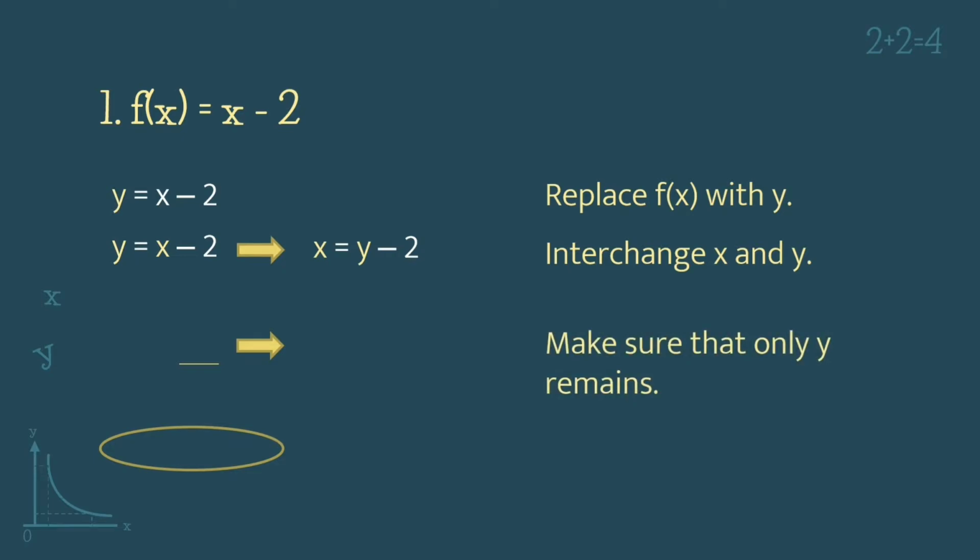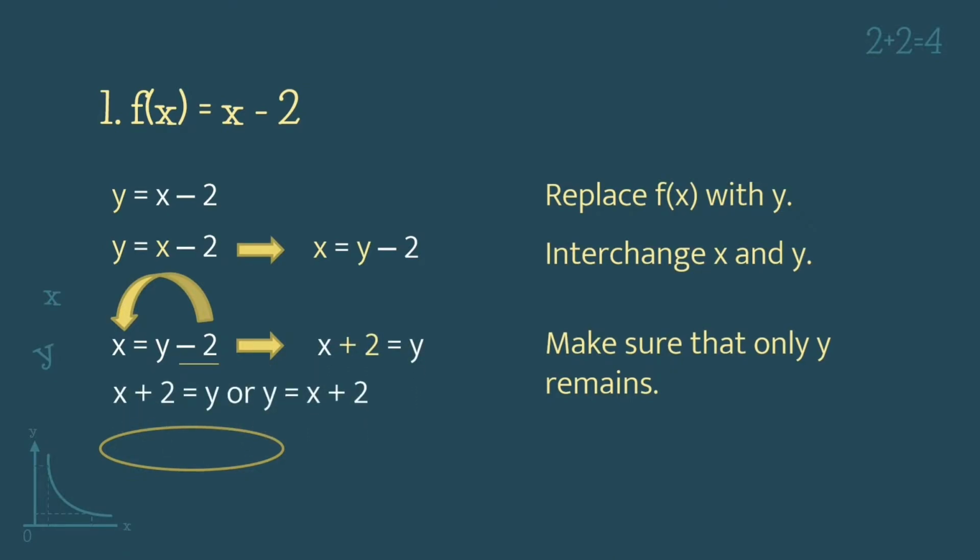Next, we should make sure that the only remaining thing on one side will be the y. In order to do that, we will transpose our negative 2 over to the side beside our x. Don't forget that when transposing, the sign of our number will become the opposite of what it was. So now, we have x plus 2 equals y, or simply y equals x plus 2, whichever works for you. Lastly, let us change y into g of x. And now we have our final answer.